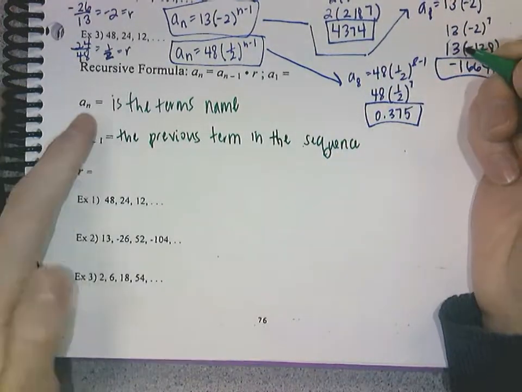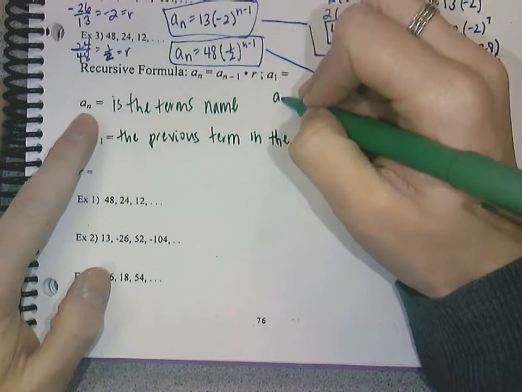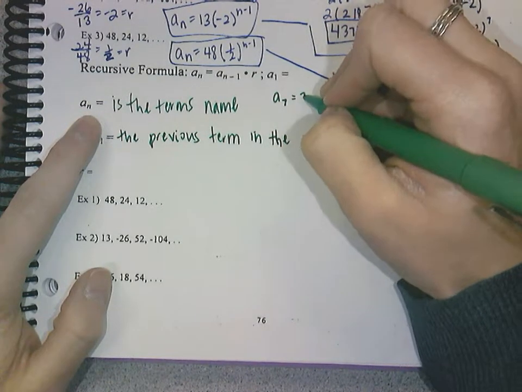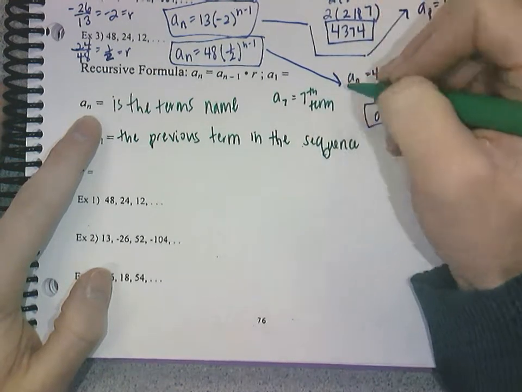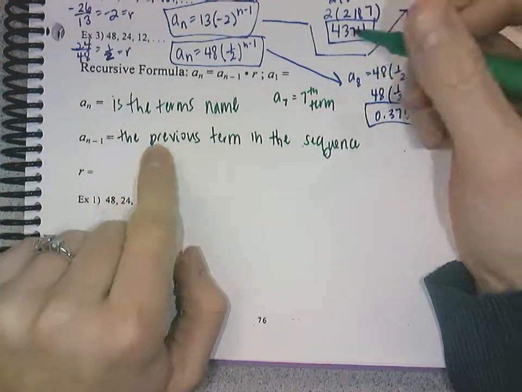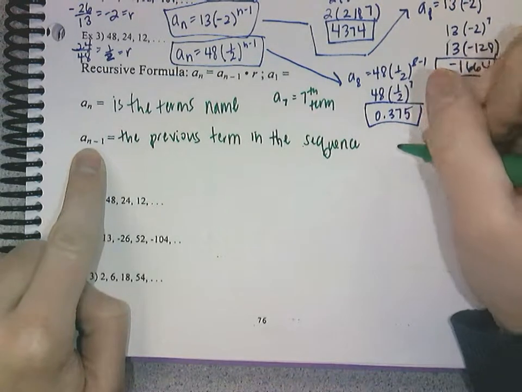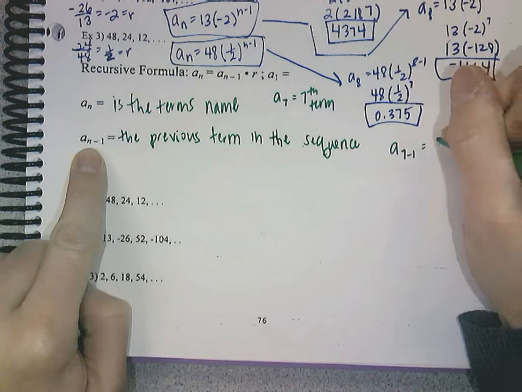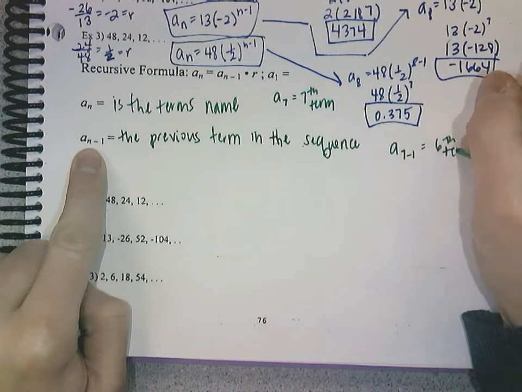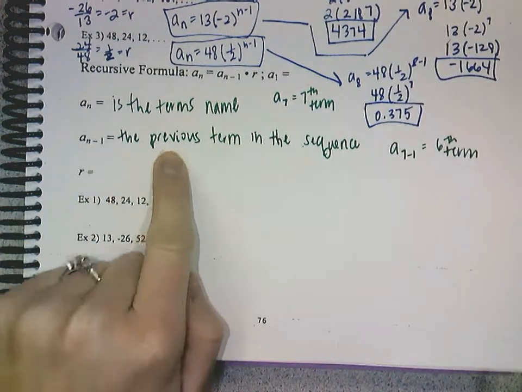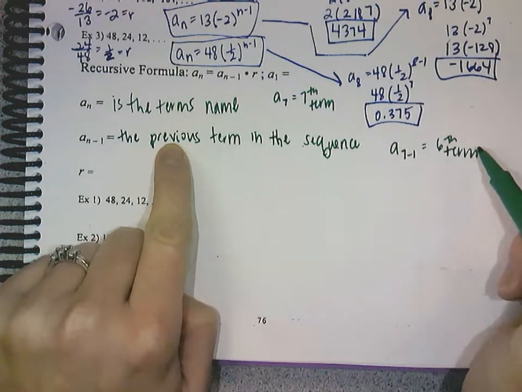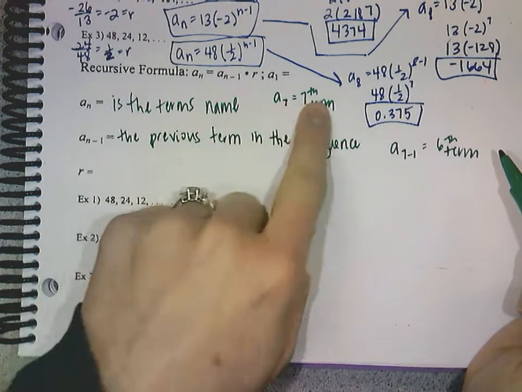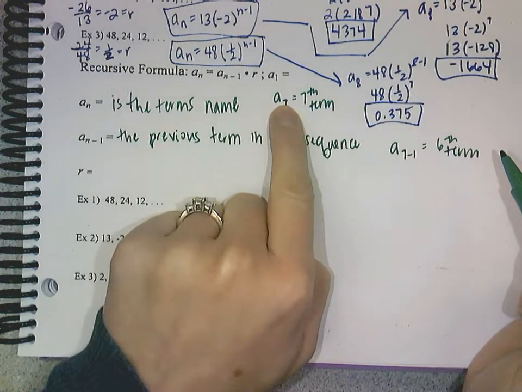Okay, so for example, let's say that a sub n is actually a sub 7. So we're talking about the 7th term, so that's the term's name. Then if I'm talking about a sub n minus 1, I'm really talking about a sub 7 minus 1, which is really the 6th term. So the previous would be the one before, so the 6th term, and then a sub n is the term's name, which would be the 7th term because we're talking about the 7th here.